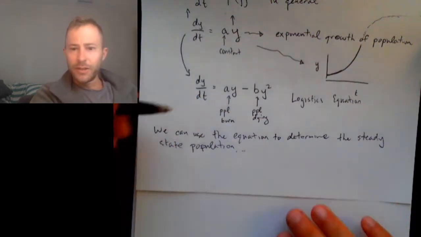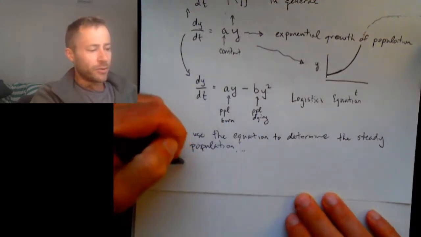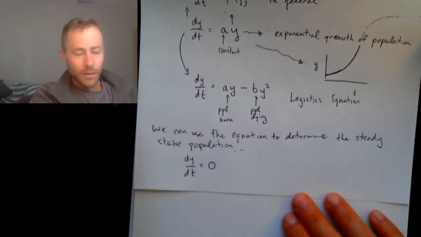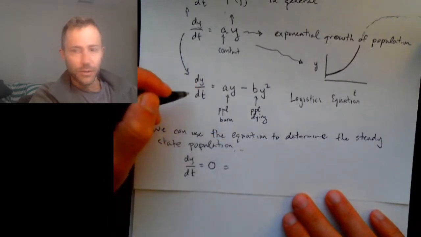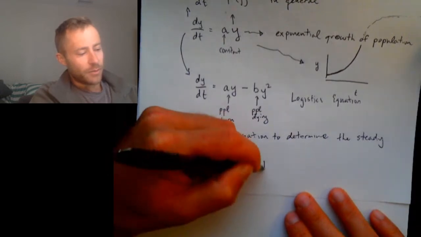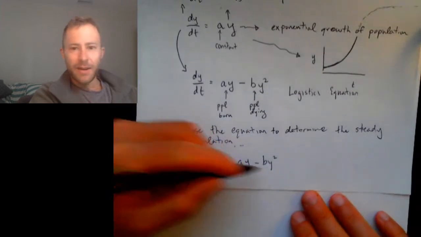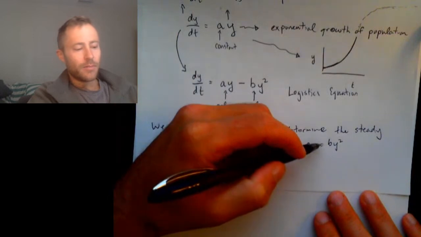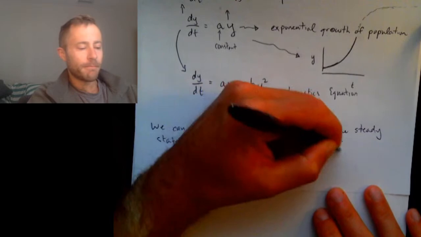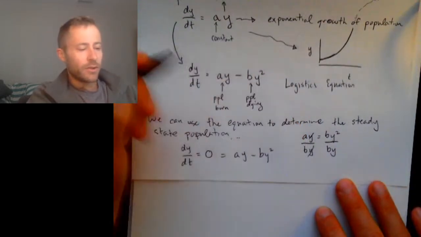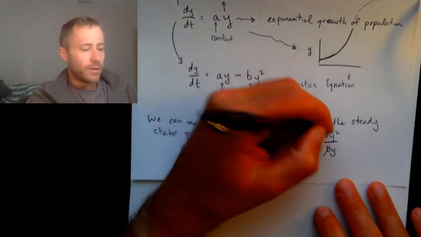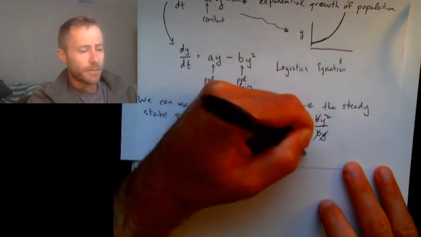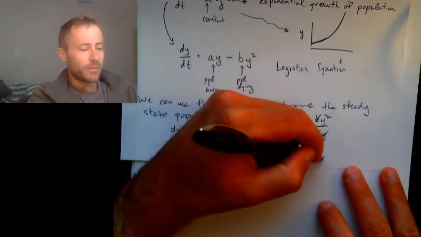So if we want to find the steady state population, that's the population where it's no longer growing. So dy/dt equals 0. That's the left-hand side of the equation. So we have 0 equals ay minus by squared. Then I can add by squared to both sides, so I have ay equals by squared. Then I'm going to divide both sides by by. The y's cancel out here, the b's cancel out here, and one of the factors of y cancels on the right-hand side. So I have a over b is the steady state population.